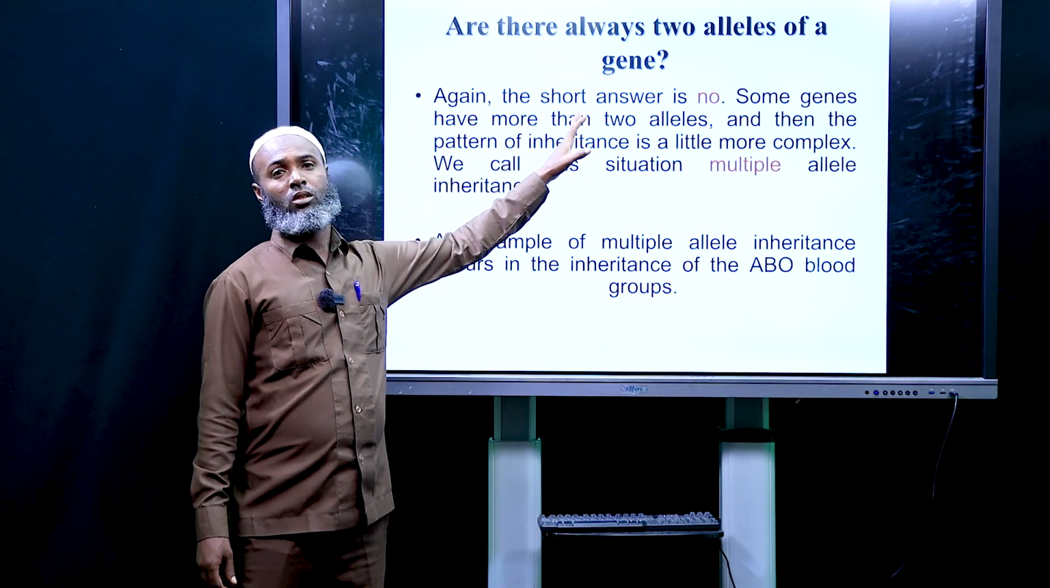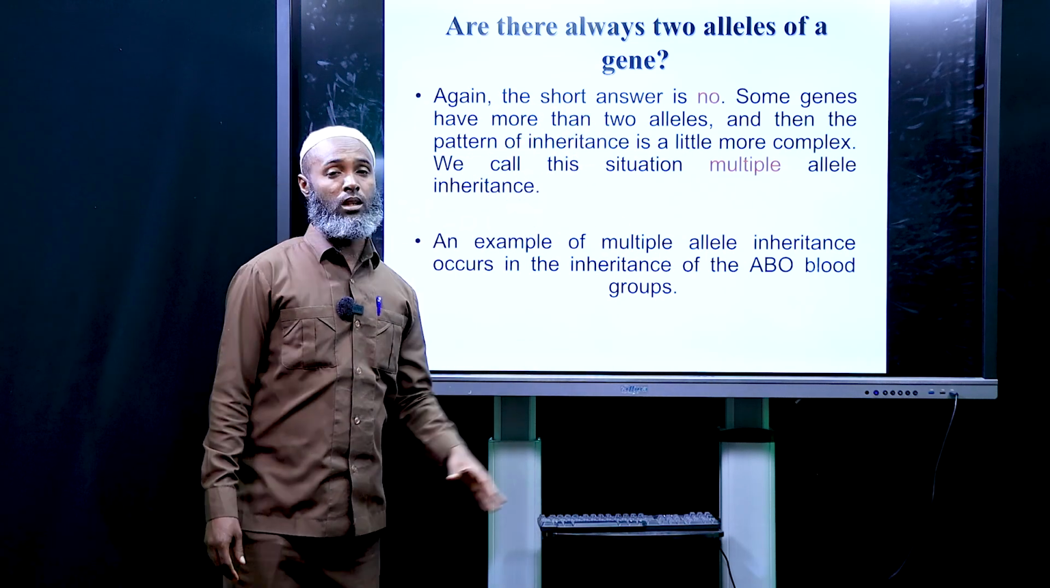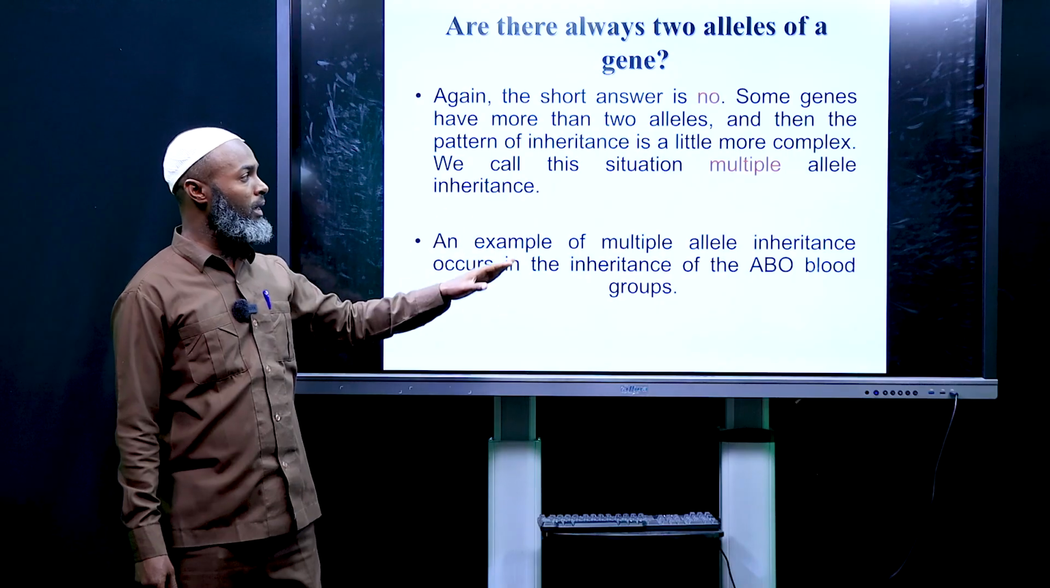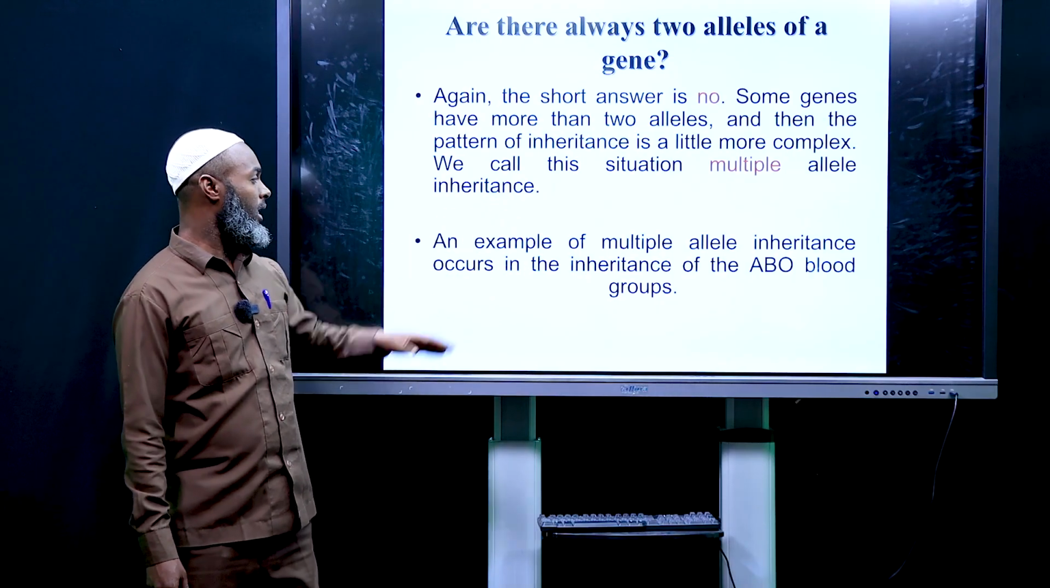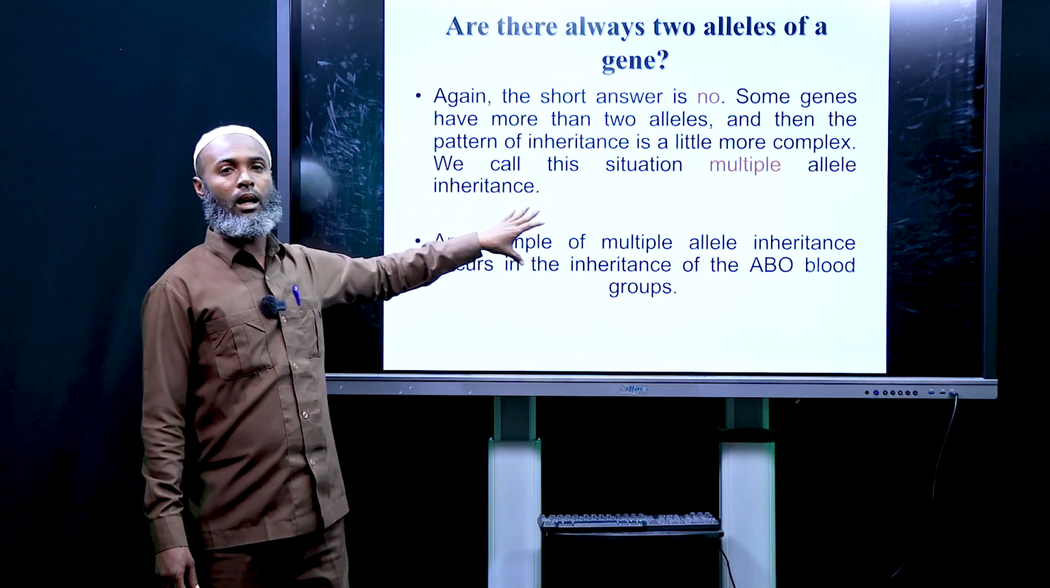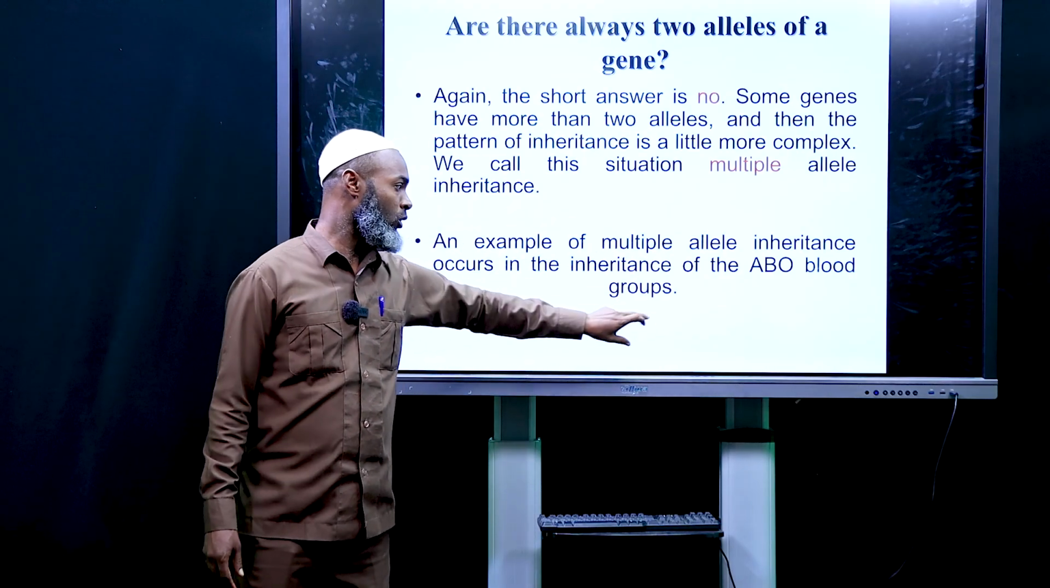Are there always two alleles? The answer is again no, because we do have multiple allele inheritance. And the example of multiple allele inheritance is the ABO blood group.